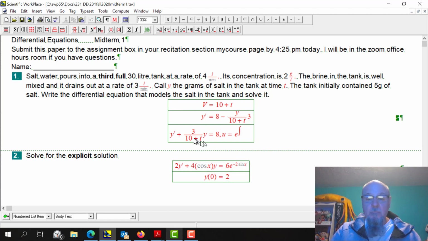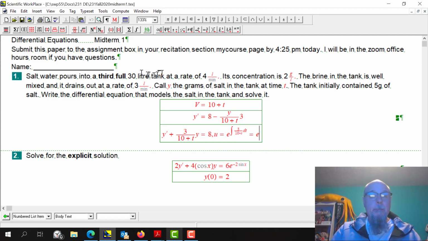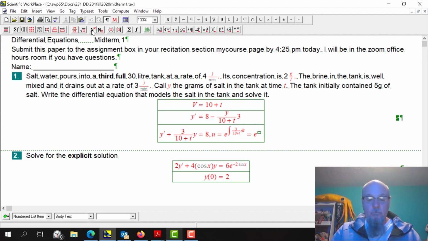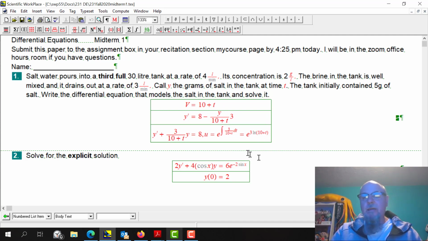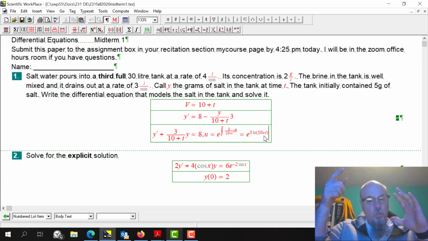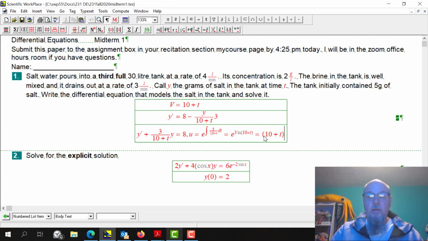integral of p, and when I integrate that I'm going to get 3 ln. So let's do this. In order so that I can cancel out the e and the ln, I'm going to bring that 3 inside as an exponent. So that's going to be e to the ln of bracket cubed, which is equal to bracket cubed. That's my integrating factor.